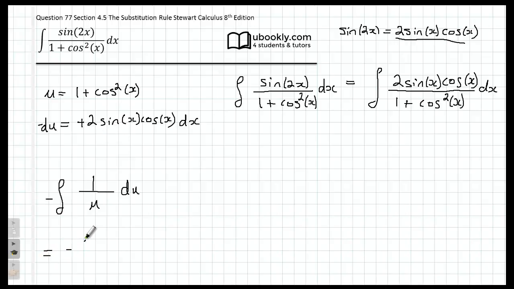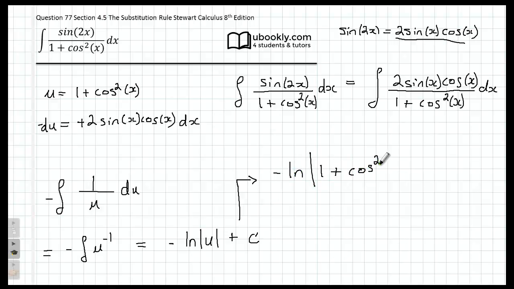And I can integrate this easily, but first I'll rewrite it as the integral of u to the power of negative 1, and that would be, in fact here it will be negative ln of u. The integral of 1 over u is just the natural log, or the absolute value of the natural log of u, plus c. And that would simplify to, if I put my u back in, negative ln of 1 plus cosine squared of x plus c.